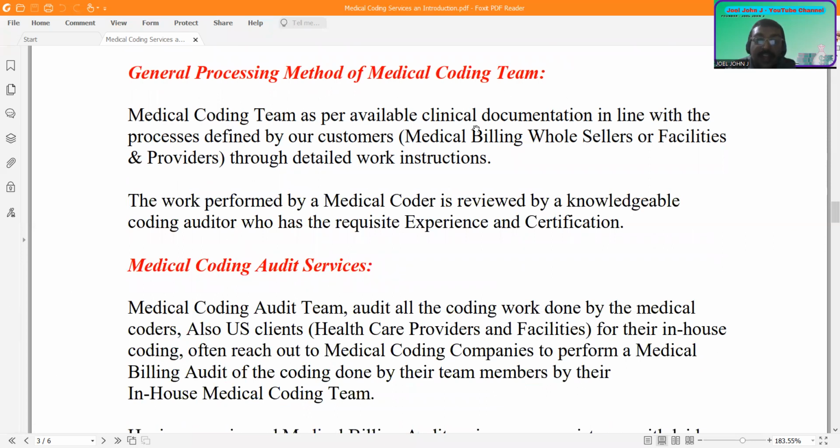General processing method of the medical coding team. The medical coding team works as per available clinical documents, in line with the process defined by our customer. Medical billing wholesalers, facilities or providers will be the customers, through detailed work instructions. So the coders also should be aware of the detailed coding instructions given by their particular client. The work performed by the medical coders is reviewed by a knowledgeable coding auditor who has the required experience and certification. So mainly the audit-level people will have certification and also enough experience.